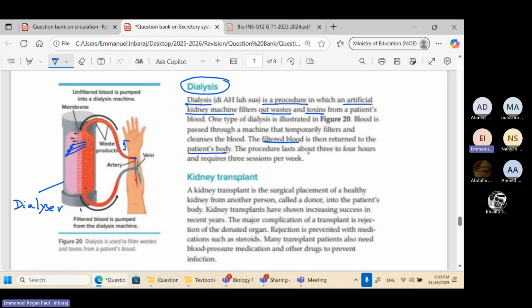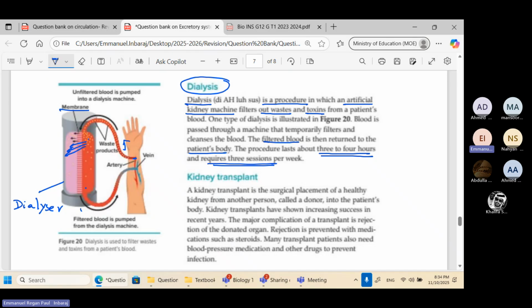So how many hours will this procedure last? 3 to 4 hours, and it requires 3 sessions per week. That means 3 times in a week you need to go to the hospital, and each time it will take 3 to 4 hours. So remember, this is something that you should know. This is about dialysis, and there is a membrane here which is used for filtering.